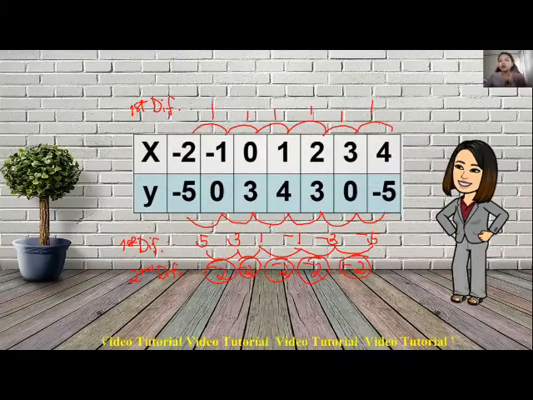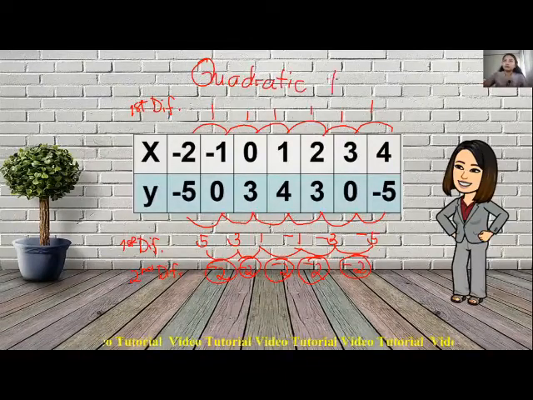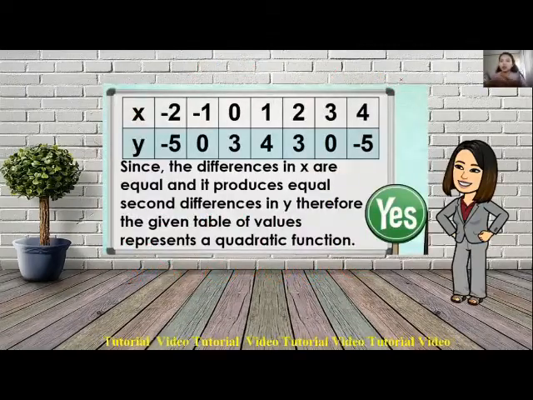So again, when the first differences in X are the same and it produces equal second differences in Y, therefore this represents a quadratic function. In summary, since the differences in X are equal and it produces equal second differences in Y, therefore the given table of values represents a quadratic function.